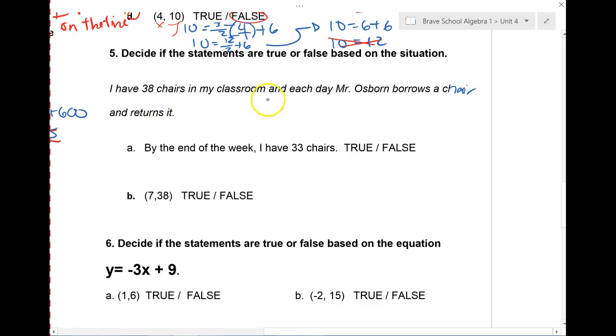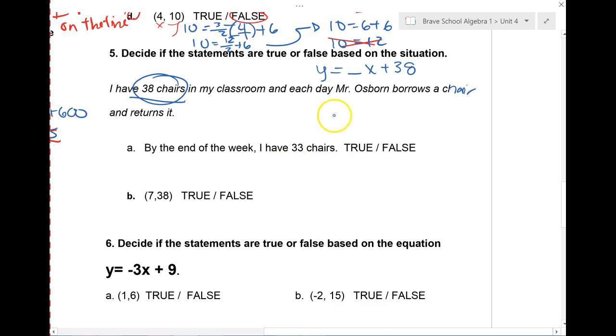I have 38 chairs in my classroom, and each day Mr. Osborne borrows a chair and returns it. So think about this. You have 38 chairs. That's where we're starting. That's your starting point, so let's just write that out. We're just missing the slope. And then you borrow a chair each day, but you return it at the end of the day. So even though you borrow one, you put it back.